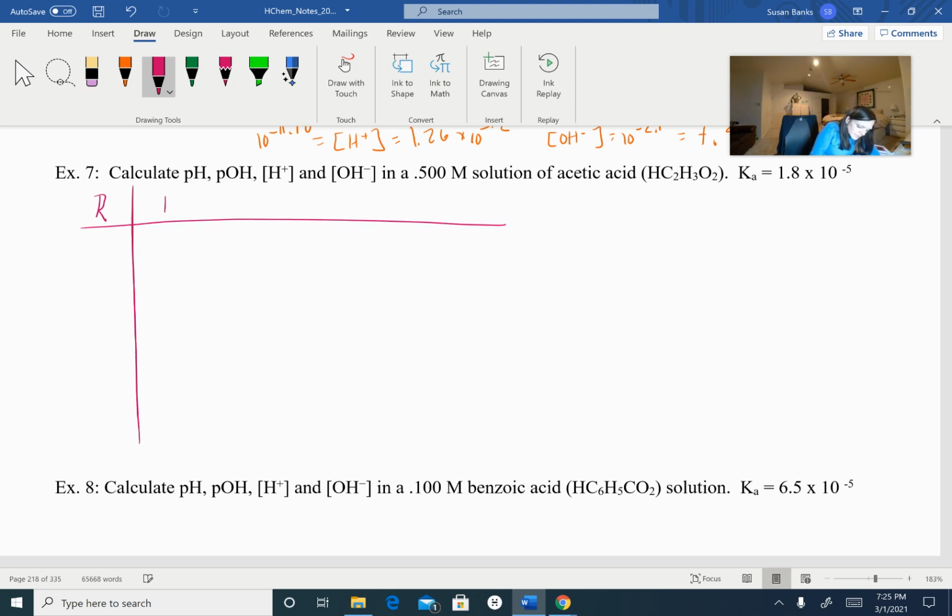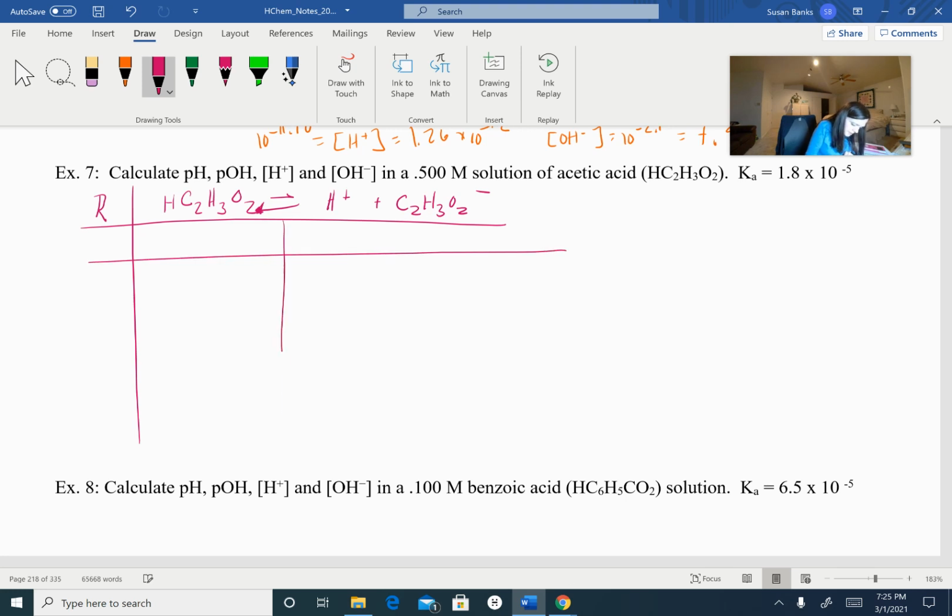So we have our acetic acid, HC2H3O2, and it's going to go back and forth, and mostly back, to hydrogen and the acetate ion. Okay, so there's our R line of our RICE chart, our reaction.